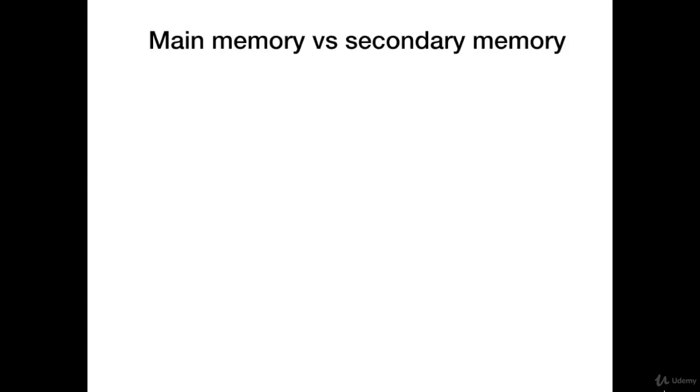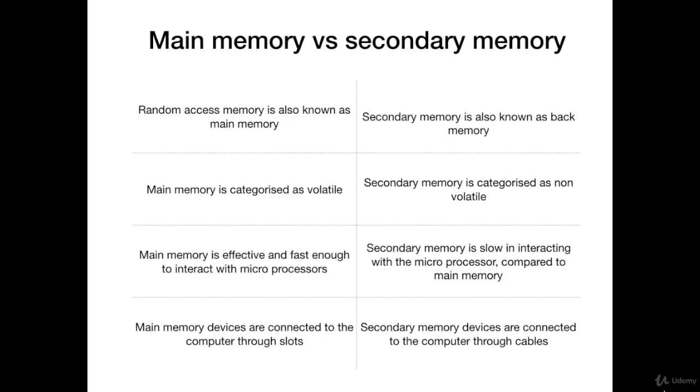Main memory versus secondary memory. We've seen the importance of main memory when discussing the interaction between it and the CPU. How does secondary memory compare to its bigger brother? Random access memory is also known as main memory. Secondary memory is also known as back memory. Main memory is categorized as volatile. Why? Because it doesn't store information for very long, since its intention is to quickly retrieve and dispose information.